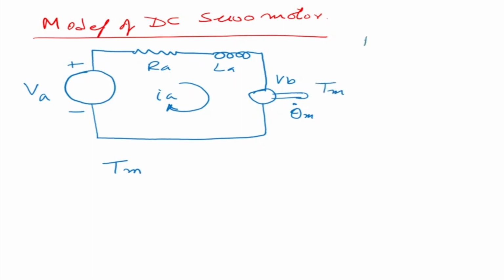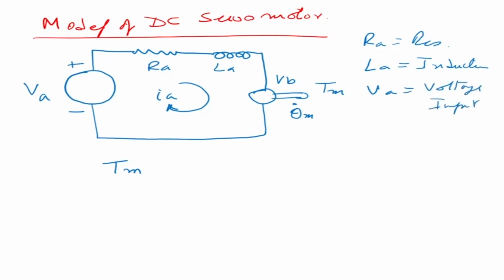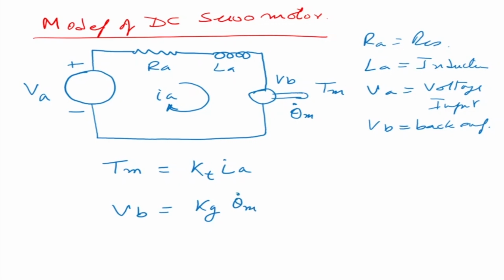So I can write down RA is resistance, LA is inductance, VA is voltage input, VB is back EMF, and tau m is motor torque. So now we know the motor torque is equal to KT, motor constant, into IA, the armature current, and VB, the back EMF, is equal to the back EMF constant kg into the motor velocity, theta m dot.